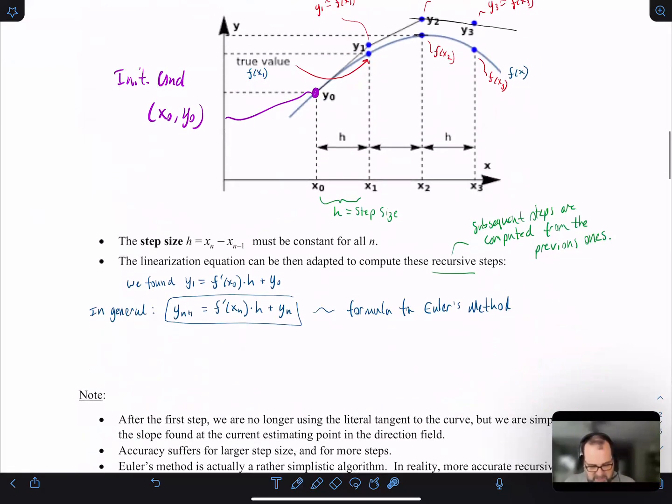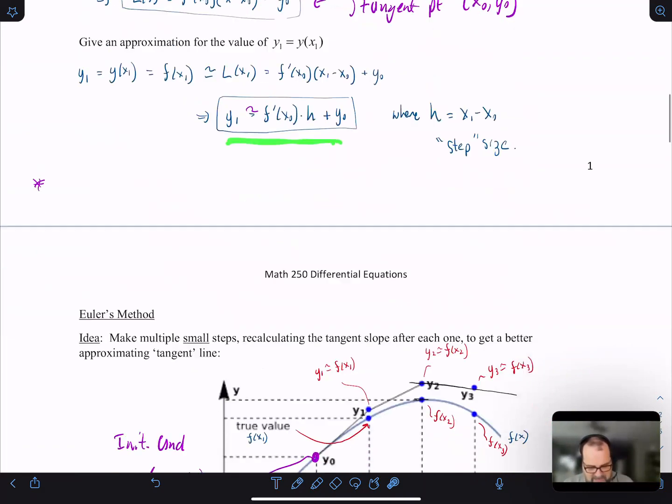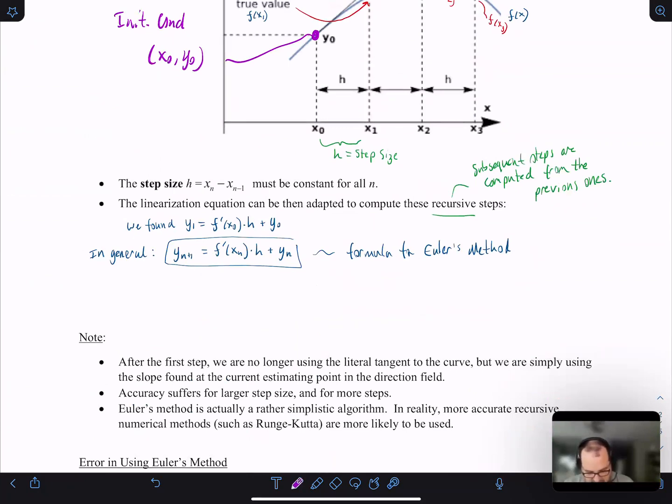A couple of notes here: for practical purposes, the step size, how far we step over each time, should be a constant. So this should always be the same value, h. We can then re-recognize this formula in these recursive steps. Again, this is a repeated process. We compute the next step based on the results of the step before it. Using this same formula, we can re-index this. How do we find the subsequent y step? We use the slope at the previous x step and the previous location, multiply by the step size, and add the previous y output. So this was the idea.